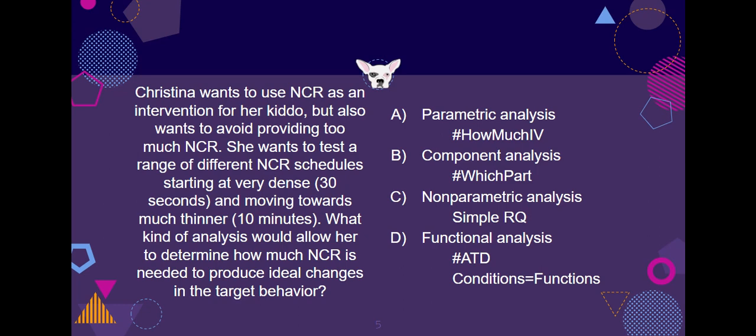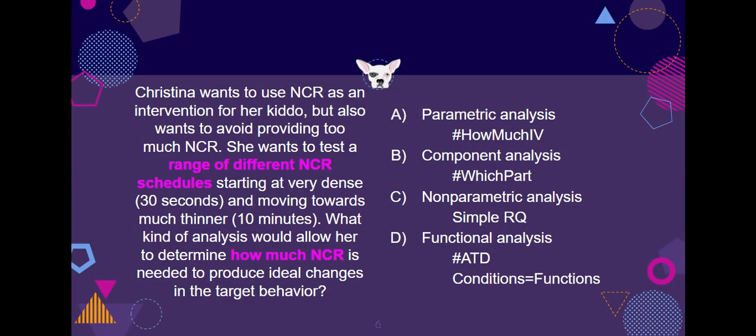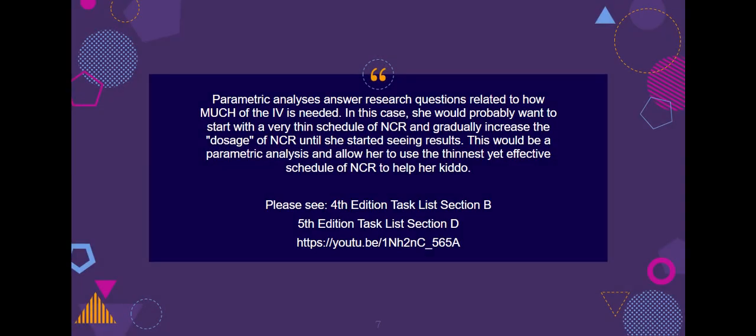If we go back to the question, we'll see that there are two key concepts here from our hashtags that are in our possible answers. We see that she wants a range of different NCR schedules and that she's interested in how much NCR is needed. Boom, you've got your answer. How much NCR matches how much IV, and so we know the answer is A, parametric analysis.